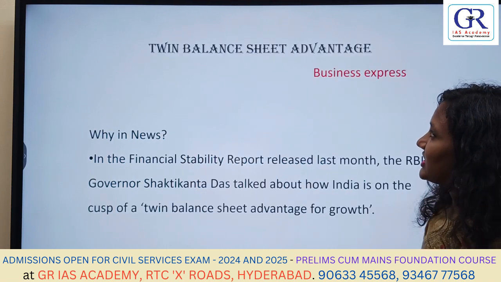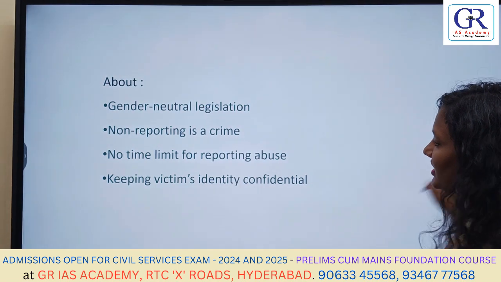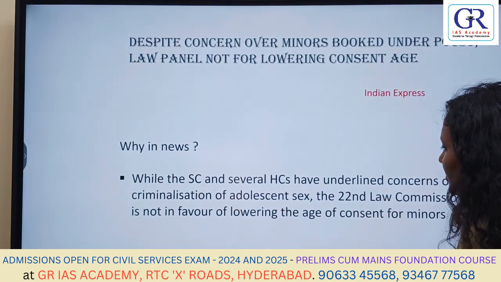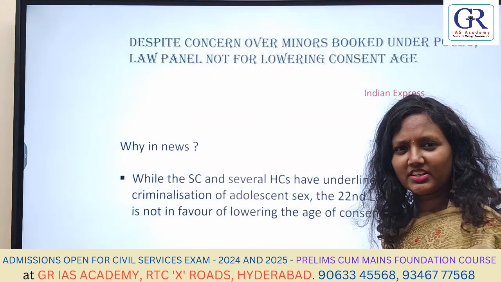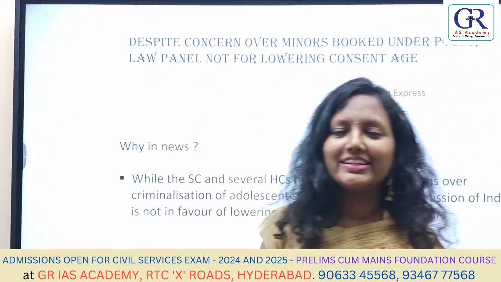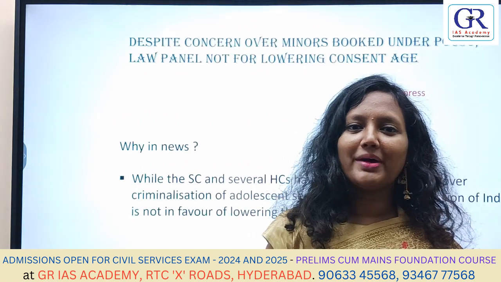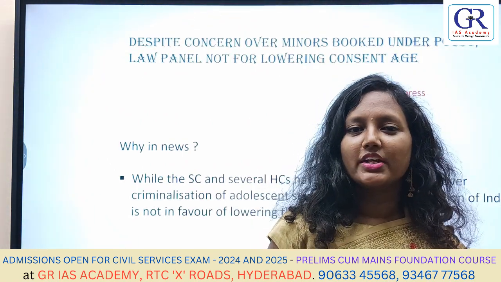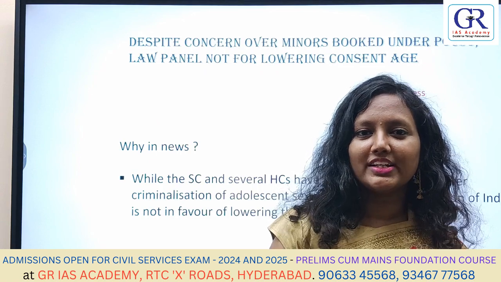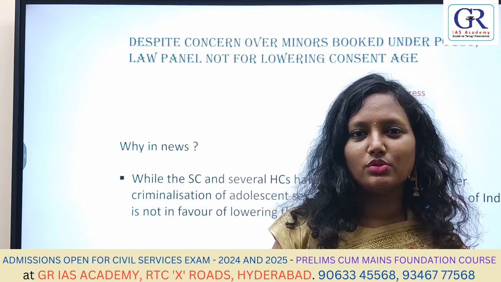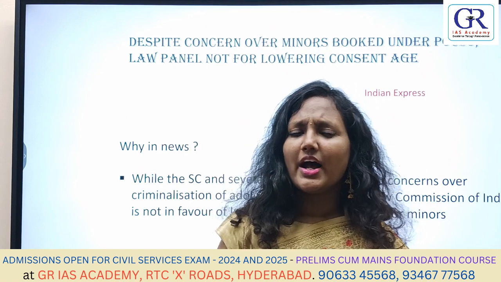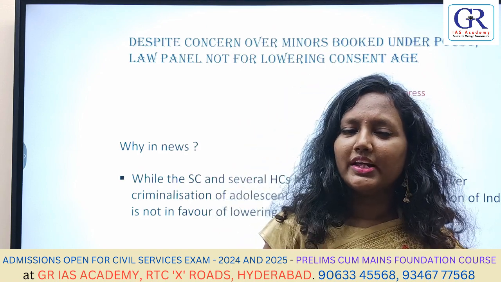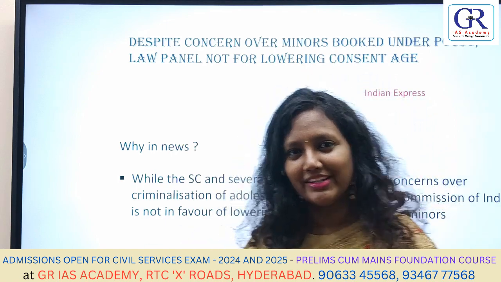Okay, now next, twin balance sheet. And also here I'll add one more point. Why is this 22nd Law Commission not interested? Because now you already know 18 years is the minimum age for the marriage of a girl. So 18 years is also the consent age. Now if they're going to decrease the age, then this is also going to affect all other things, and it is going to affect the Muslim personal law, and this is going to create many other gender disparities also.